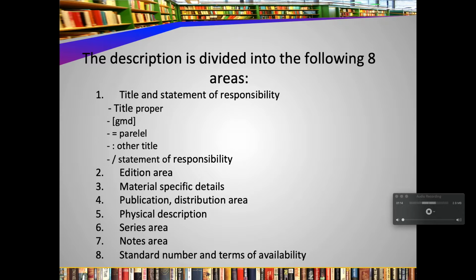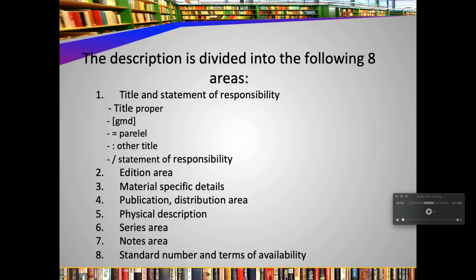Area number 1, title and statement of responsibility. The title proper is assigned to the information package by persons responsible for its existence. It consists of the title proper, GMD or General Material Designation, parallel title if any, and other title if any, and then followed by the statement of responsibility, which means the author or several authors or corporate bodies.